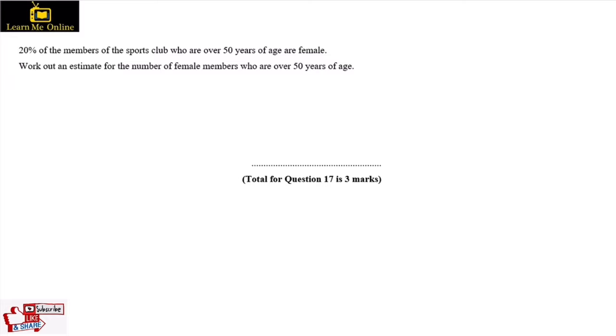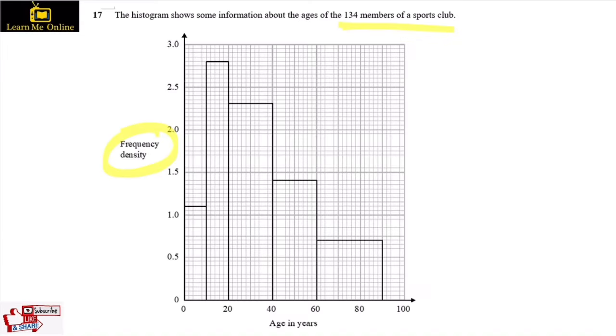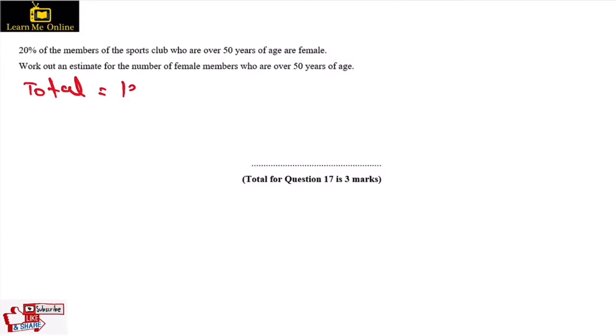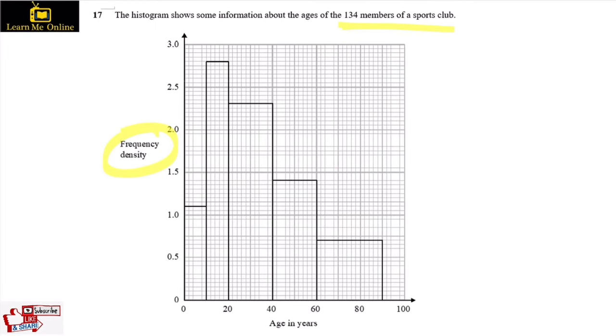20% of the members of the sports club who are over 50 years of age are female. First of all, we're going to find out the total, which is given to us as 134. So the total is 134. This says that 20% of the members who are above 50 years are female. First, we need to find out how many of them are above 50 years. Here we can see that this line represents 50 years.